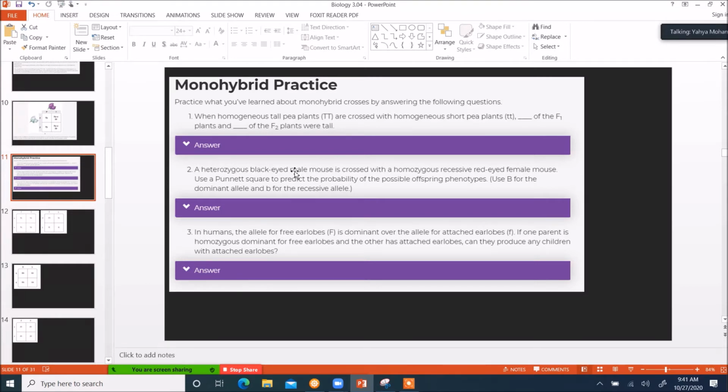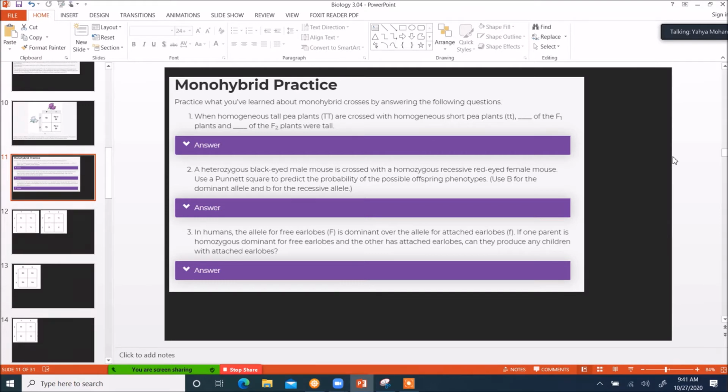So for the heterozygous black-eyed mouse, what letters are you going to use to represent it? Capital B, lowercase b. And why? Because it's heterozygous, and you could assume that dominant always goes over recessive. So it'd be one capital B and one lowercase b. It's saying heterozygous, so we have capital B, lowercase b. All right. Now Fariha.